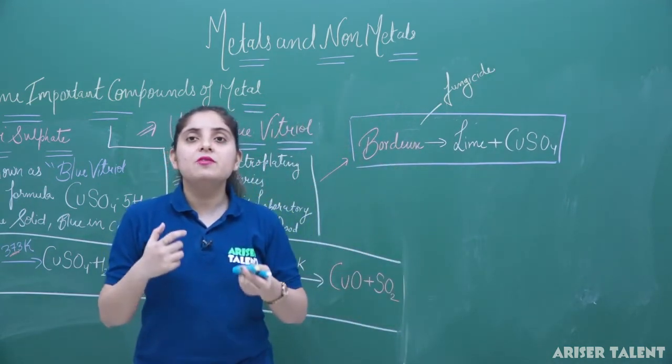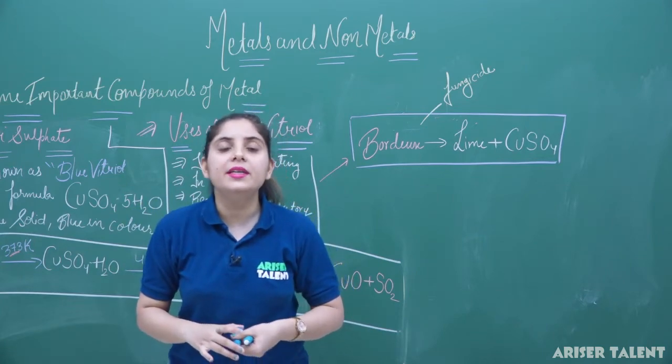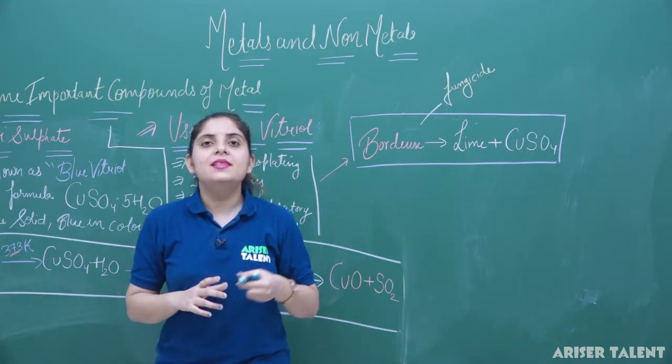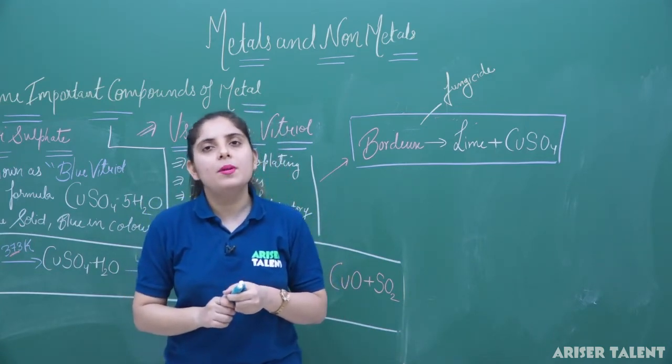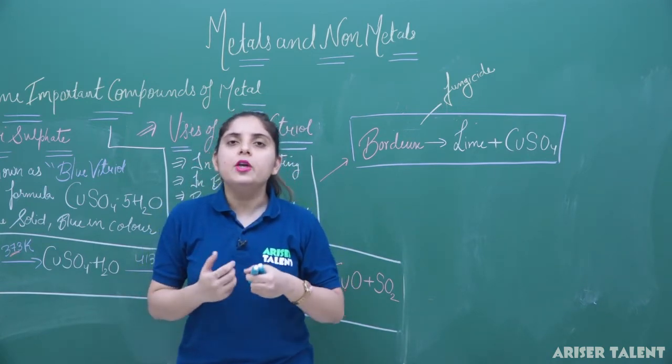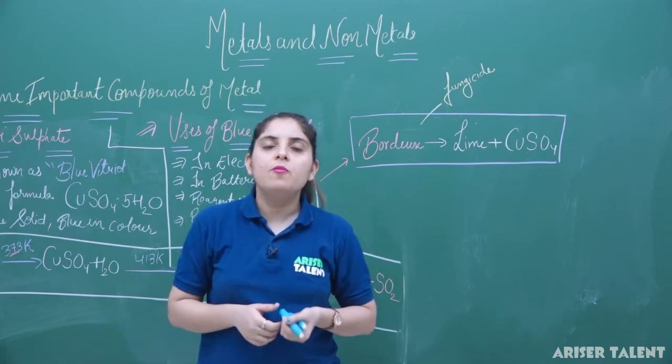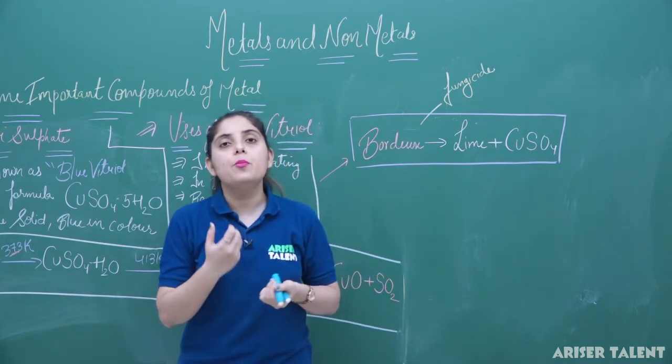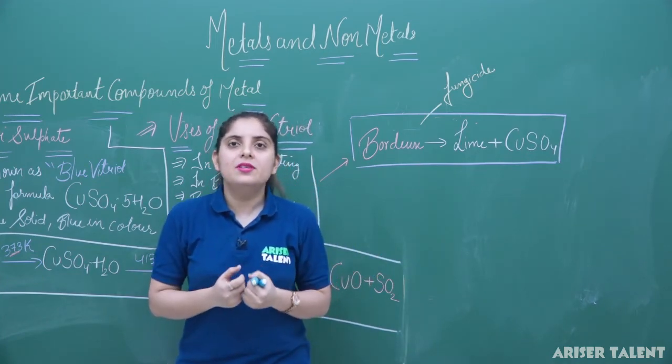So students, we have seen here some of the important compounds of metals, that is silver bromide, silver nitrate, copper sulphate and potash alum. Likewise, there are many compounds that exist in nature which are formed from metals, and these are some of the important compounds we have discussed here.